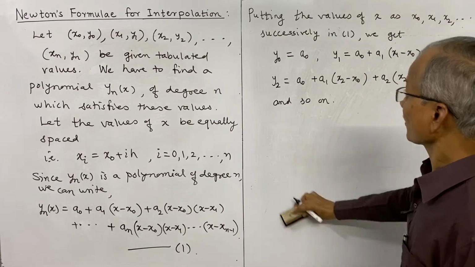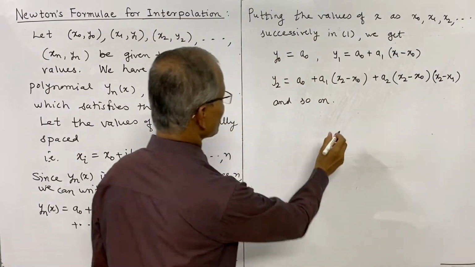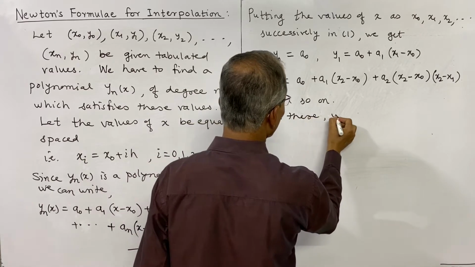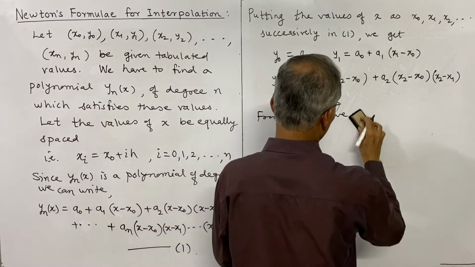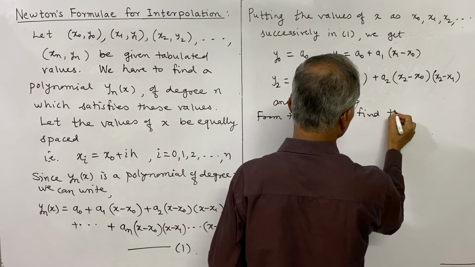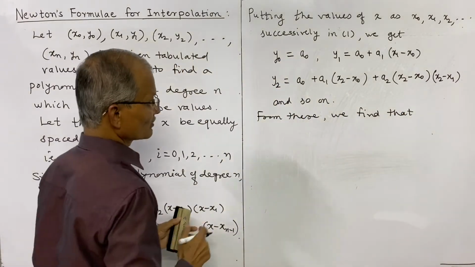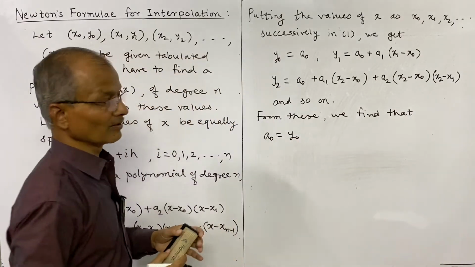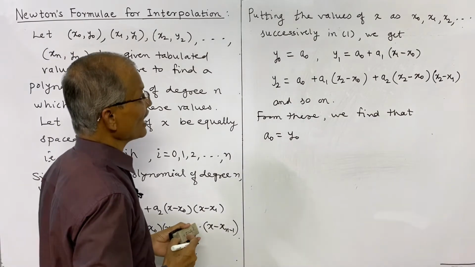So from these, we shall simplify this again. From these we get, or we can write, we find that. Now we want to write the value of a naught. So we will write a naught is equal to y naught, the first value. And then the next value we shall consider is delta y naught.